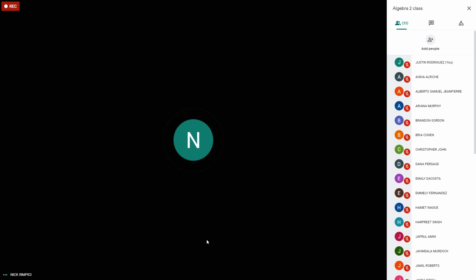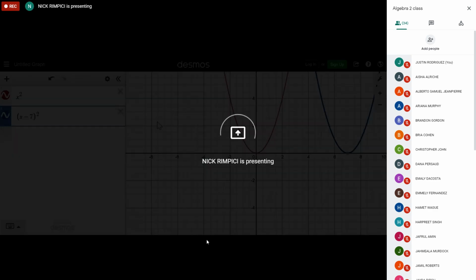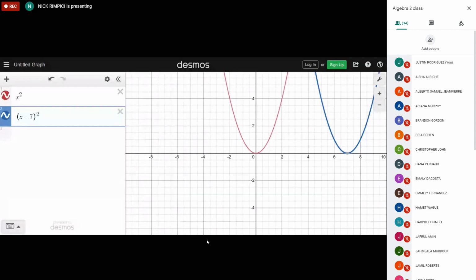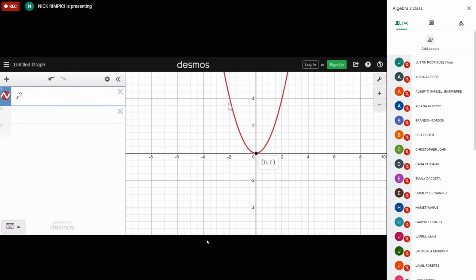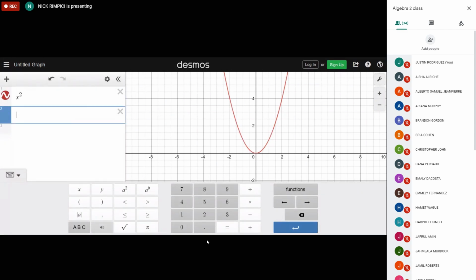So I'm going to let Desmos load up. Okay, Desmos should be loaded up. My parent's in red. There's my parent, regular old x squared. Nothing to see here, just the parent function. And now I want to graph x plus 4 squared, and then minus 1. I'm going to check this to make sure I did it right. x plus 4 squared minus 1. That's correct.